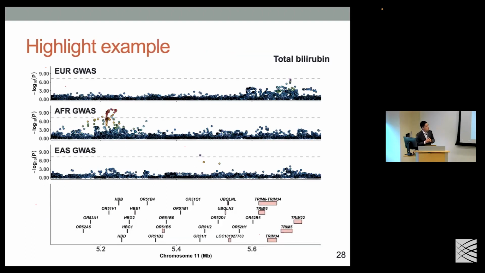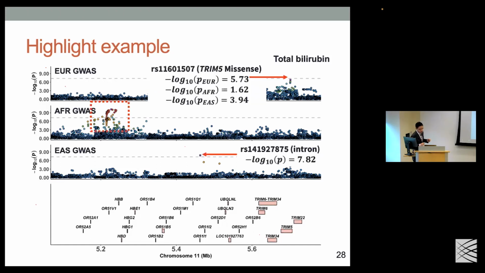So here are our highlight examples. In this region, the phenotype is total bilirubin. This figure shows the GWAS for 3 populations. The first panel is the European GWAS, then African GWAS, and East Asia GWAS. For the European, there are quite insignificant signals here, and this is also a missense variant. For the African, a bunch of variants achieved genome-wide significance. And in East Asia, there is one single variant in the intron.